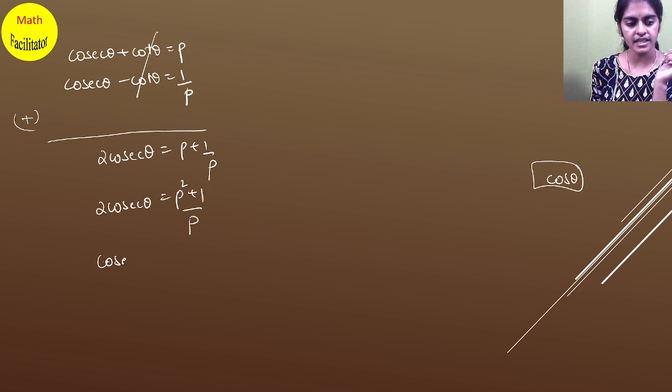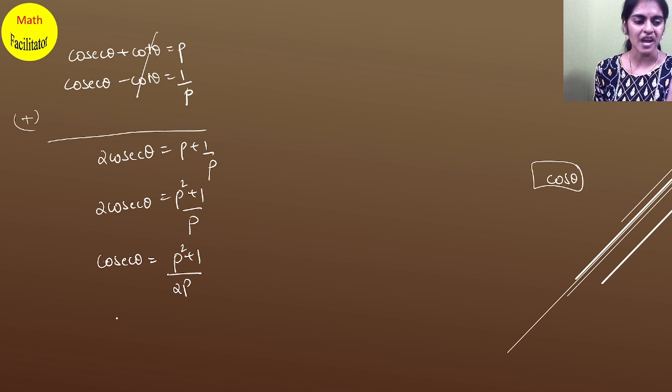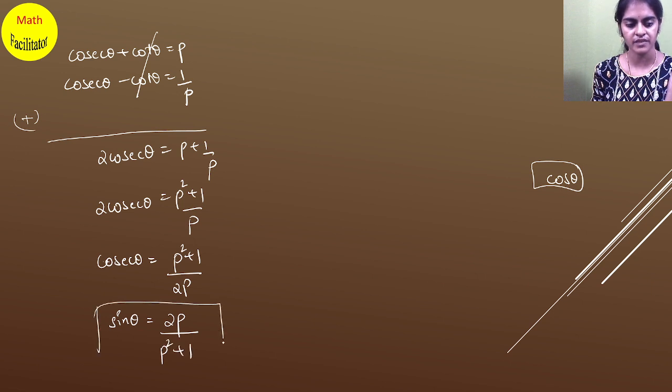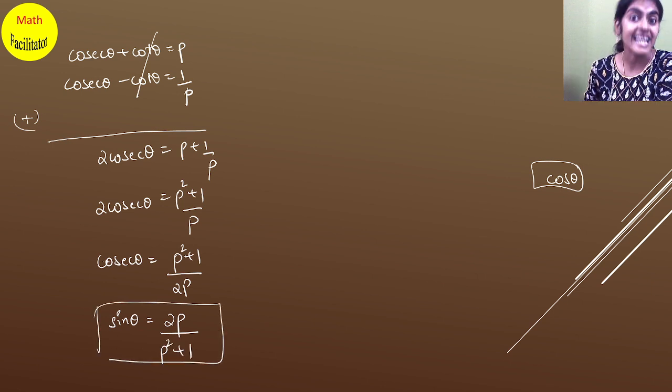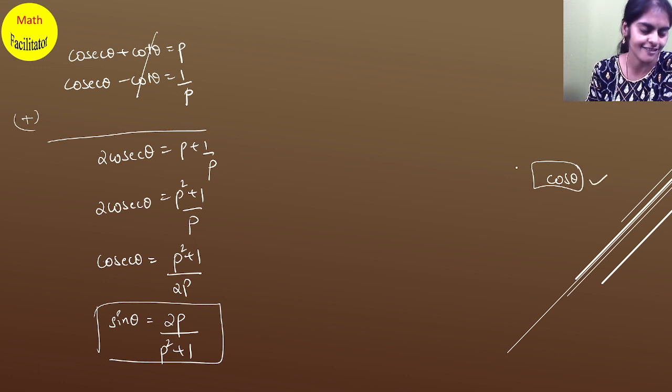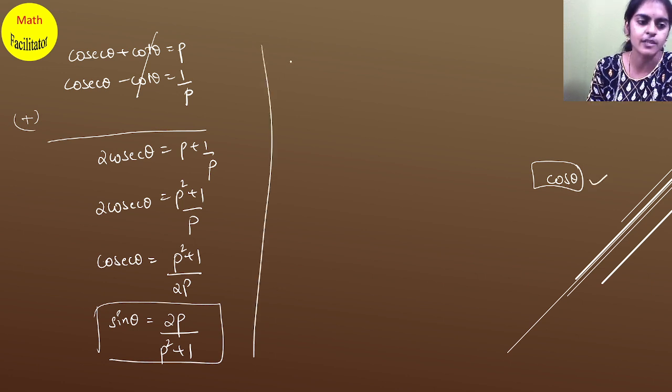Now what is cosecant theta? It will be P square plus 1 by 2P. Now cosecant theta you have. Now what is sin theta? Sin theta is 2P by P square plus 1, just the reciprocal. Now see, we got the sin theta value, but I want the cos theta value. So I have an identity. What is that? Cos square theta plus sin square theta is 1.